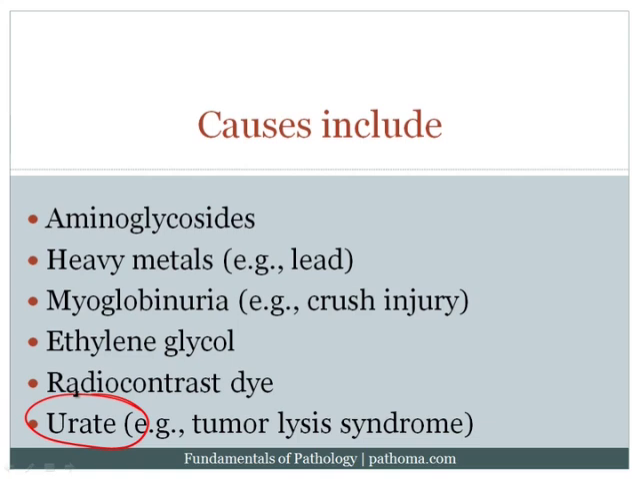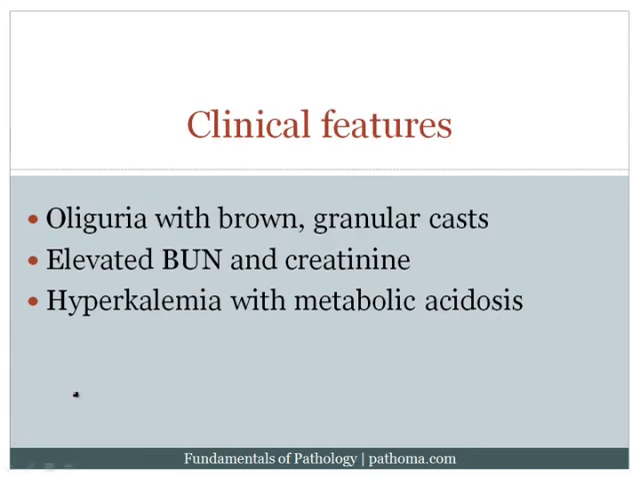Therefore, in order to avoid this tumor lysis syndrome, what we often do is we hydrate the patients to make sure that there's good flow going through the urine. And we can also use allopurinol, of course, to prevent the formation of uric acid. Now, clinically, when patients have acute tubular necrosis, you're going to get oliguria, again, because you've blocked the ability of the kidney to generate a decent GFR by plugging the tubules. At the same time, you're going to see brown granular casts in the urine, as I've already illustrated.